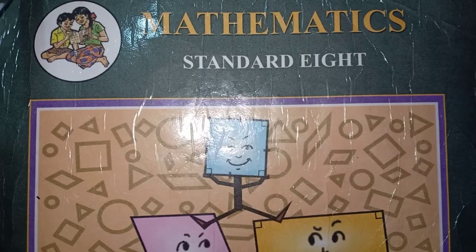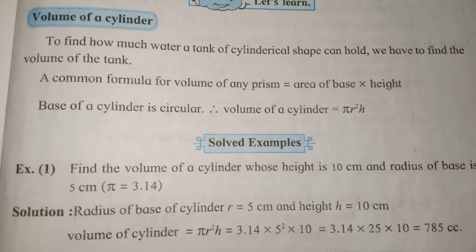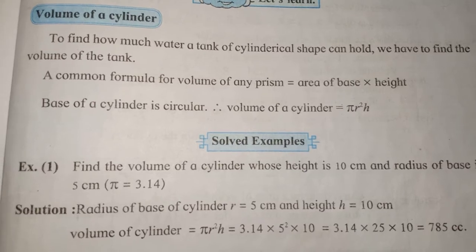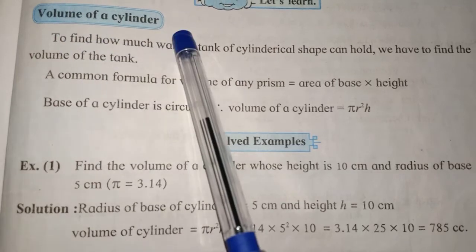Standard 8, Subject Maths, Lesson number 16, Surface Area and Volume. Children, in the previous practice sets, 16.1 and 16.2, you have studied two formulas: how to find the curved surface area of a cylinder and the total surface area of a cylinder. Now the next formula which you will study is the volume of a cylinder.